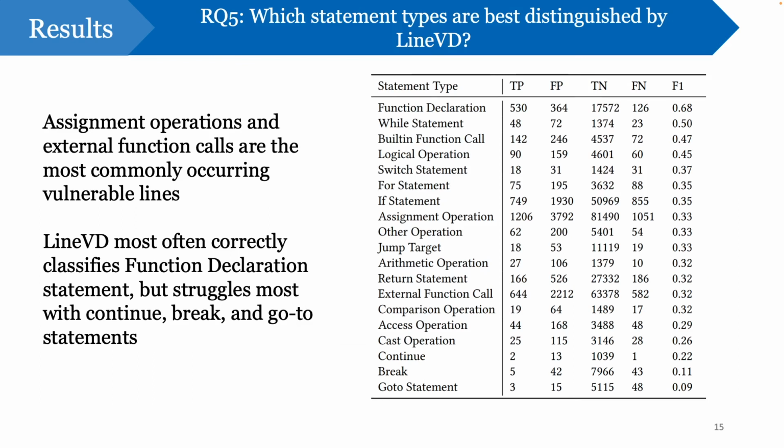Finally, we investigate how LineVD performs on different statement types. We find that LineVD most often classifies function declarations, calls, and while statements correctly, but struggles the most with continue, break, and goto statements.